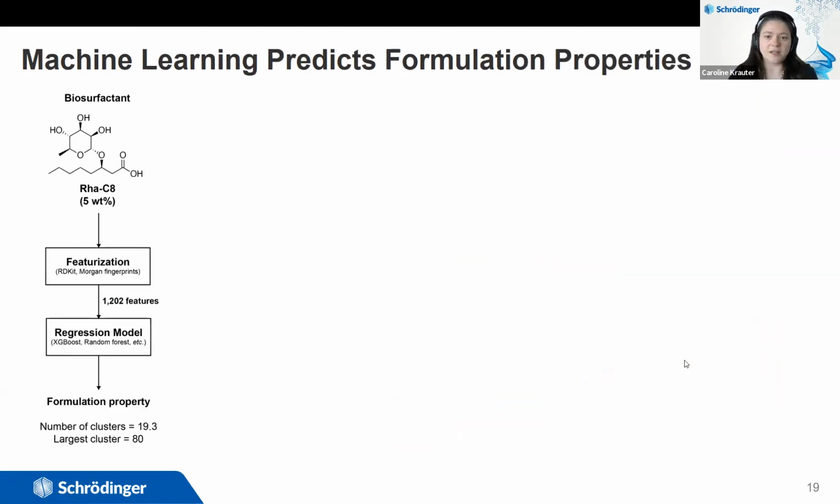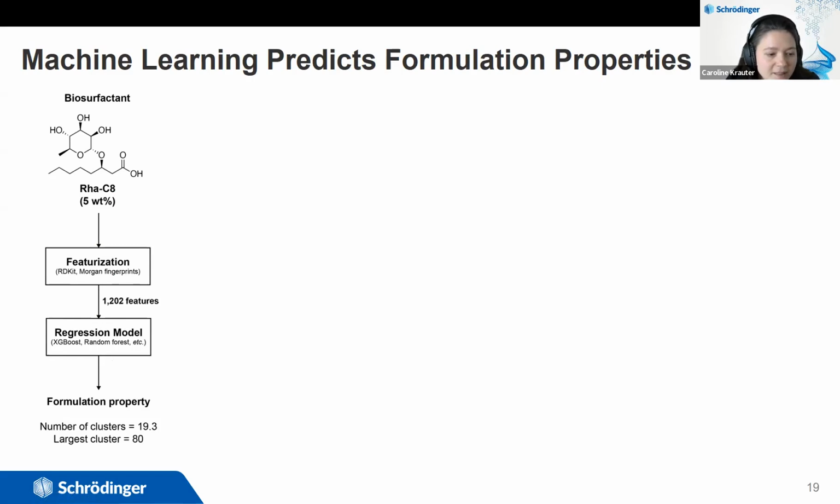So we took our molecular dynamics-based screening that we obtained so far for these 150 systems and conditions. We featurize our biosurfactants using molecular descriptors from RDKit and Morgan fingerprints. So in total, it's about 1,000 features. And then we apply here different regression models. We didn't list all of them here, but it's a larger set of different regression models.